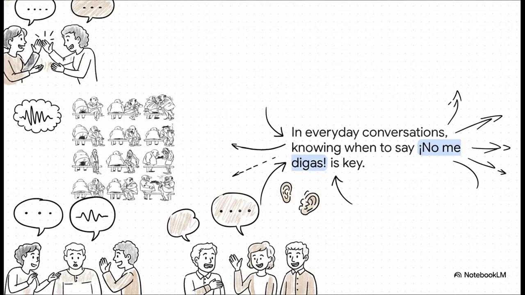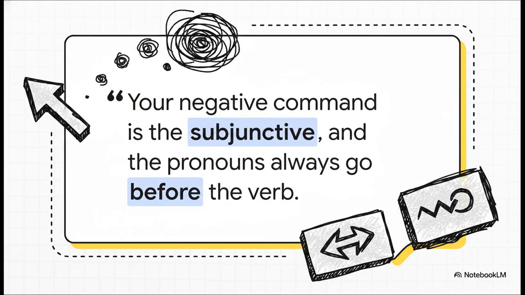Take the phrase no me digas. Literally, it means don't tell me, but you'll hear it all the time to mean things like no way, or get out of here, or you're kidding me. See? Knowing this stuff unlocks the door to real everyday Spanish. So look, if you only remember 2 things from this entire explainer, make it these 2. 1, the negative command is just the present subjunctive. 2, the pronouns always go before the verb. If you can burn those 2 rules into your brain, you have officially cracked the code of the Imperativo Negativo.